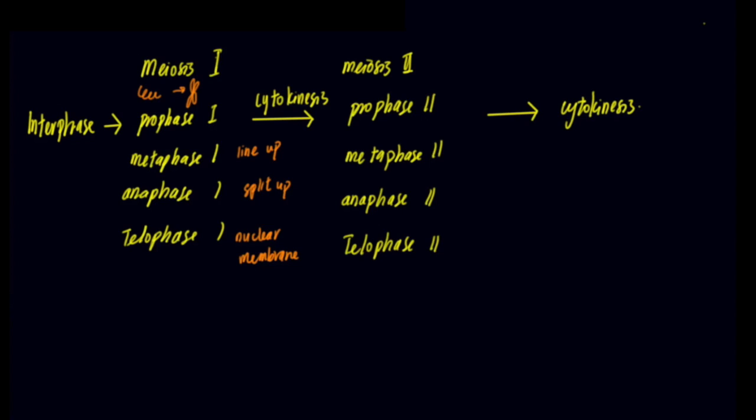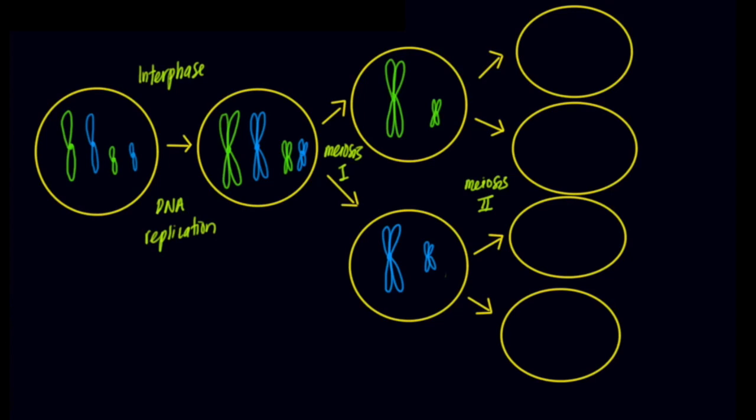Now, let's see what happens. We start with a normal cell. This cell has 4 chromosomes, because there are homologous chromosomes. Remember, homologous chromosomes are chromosomes that are the same size and carry the same type of information. So there are 2 sets of homologous chromosomes, and we call it 2n equals 4. This is known as a diploid cell.